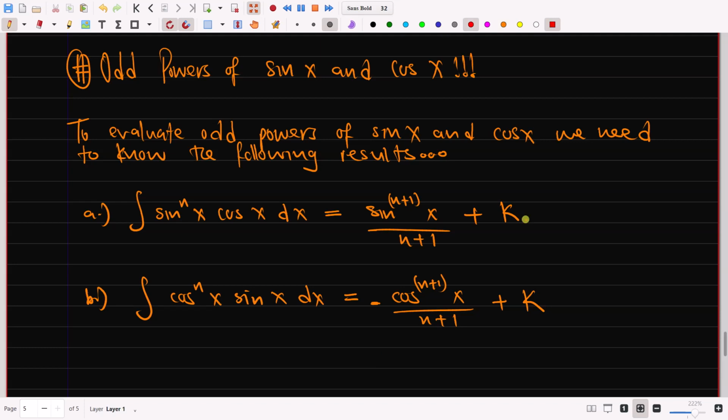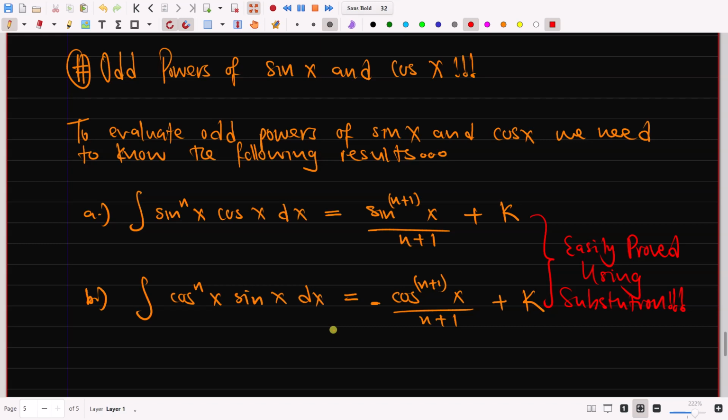But the question is when to use them. We always bring them into play when I want to integrate an odd power of sine x or an odd power of cos x. That's when you bring these results into play. Otherwise, you keep them on the side. Now we're going to look at examples and see how we can make use of these results to do the integration.